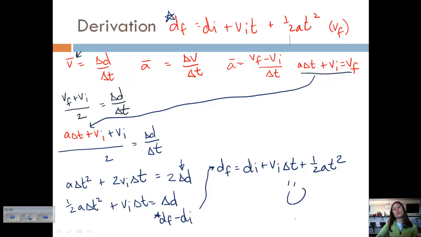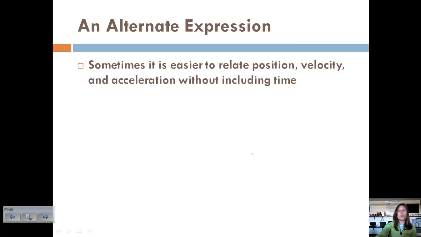So you can derive that, and you will need to know how to derive it, but you could also just put this equation on your note card. Okay, so we've talked about displacement, we've talked about v final, and now we're going to talk about time.